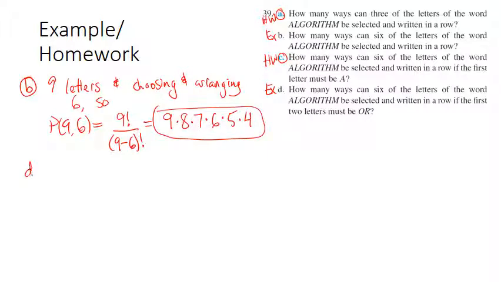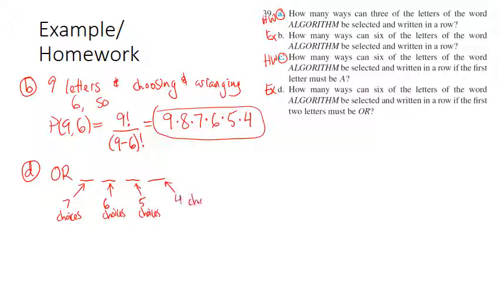All right, and then for part D, how many ways can 6 letters of the word algorithm be selected and written in a row if the first 2 letters must be OR? So we're going to have O, R, and then we're going to have 4 more letters. So originally we had 9 choices, but we've taken 2 of them away. So here we're going to have 7 choices. And then here we're down to 6 letters, so we would have 6 choices. And then we would be down to 5 choices. And then we would be down to 4 choices. So this is going to be 7 times 6 times 5 times 4.